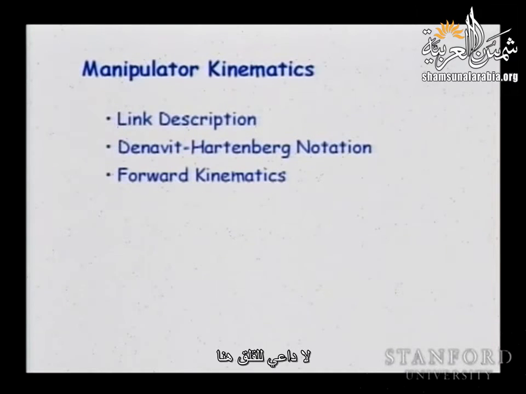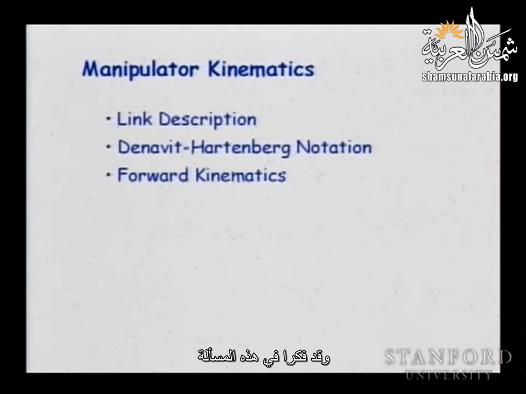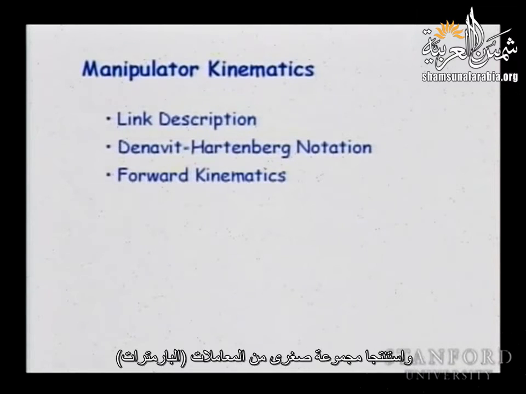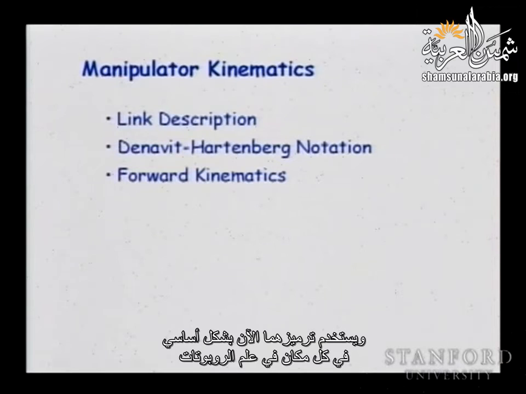Don't worry, Denavit and Hartenberg were two PhD students here at Stanford in the early 70s, and they thought about this problem, and they came up with a set of parameters, a minimal set of parameters, to represent the relationship between two successive links on a chain. And their notation now is basically used everywhere in robotics.